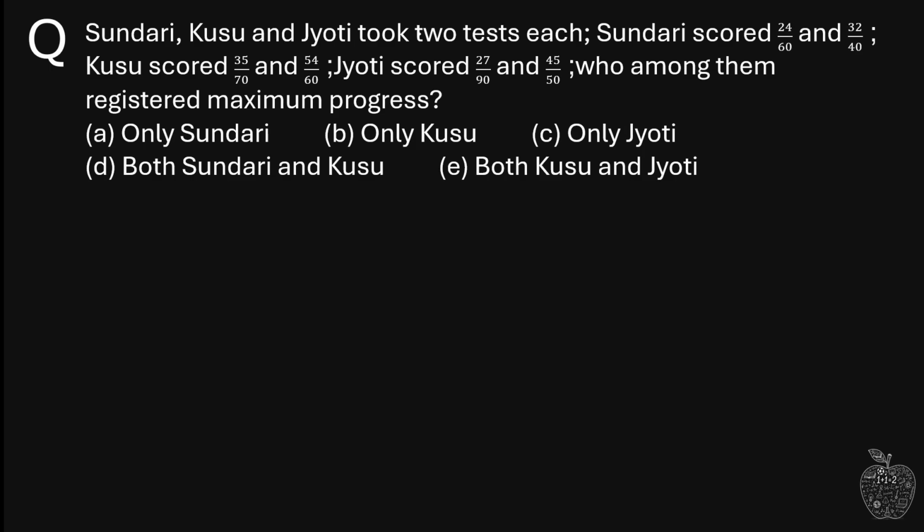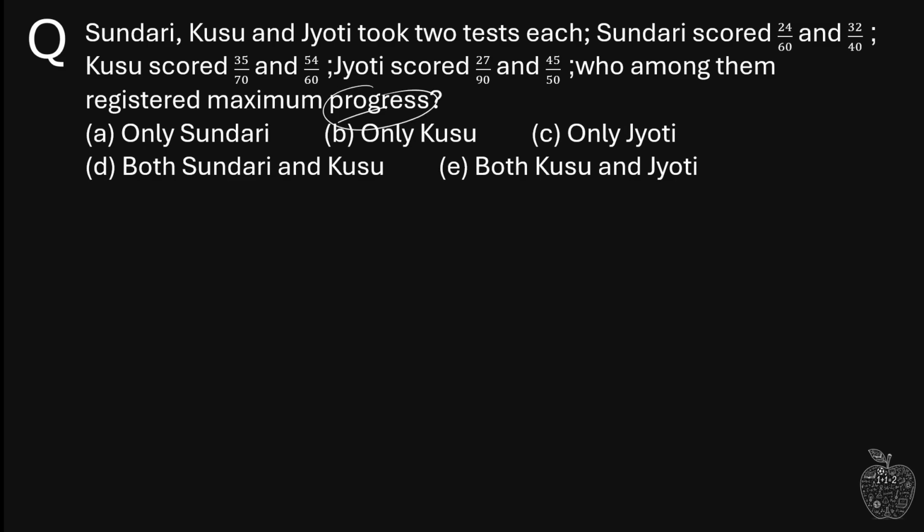Sundari, Kusu and Jyoti took two tests each. Sundari scored 24 out of 60 and 32 out of 40. Kusu scored 35 out of 70 and 54 out of 60. Jyoti scored 27 out of 90 and 45 out of 50. Who among them registered maximum progress?